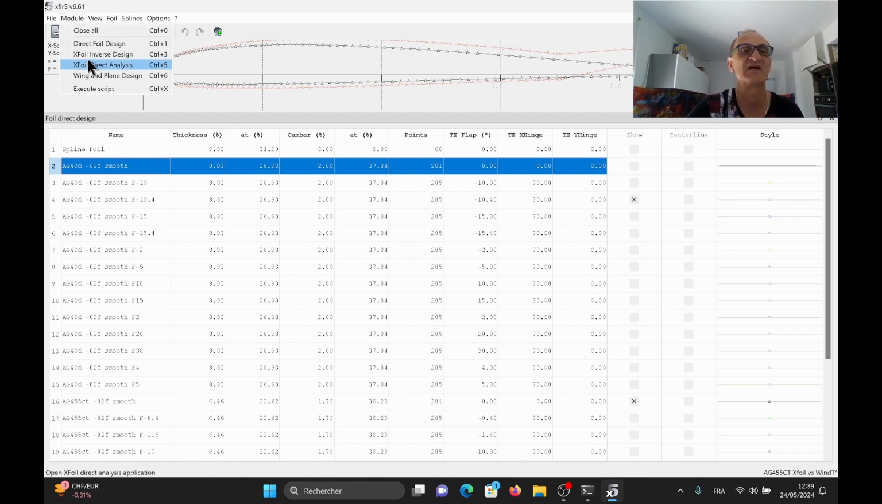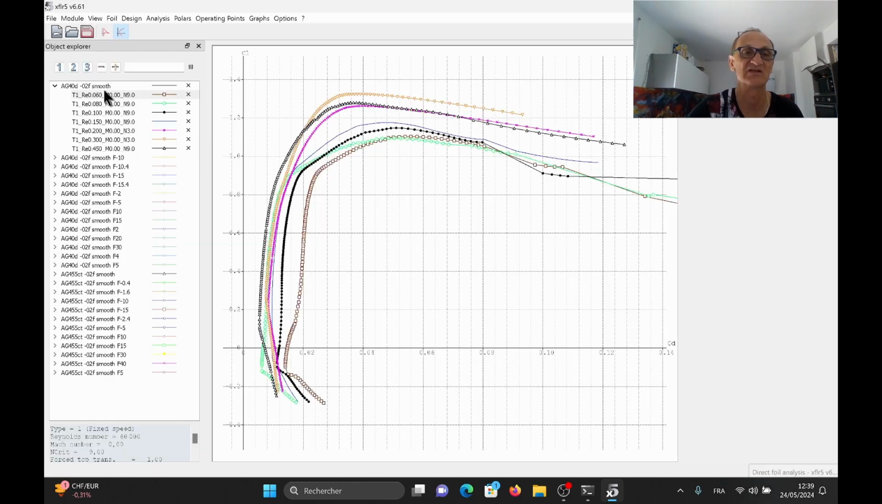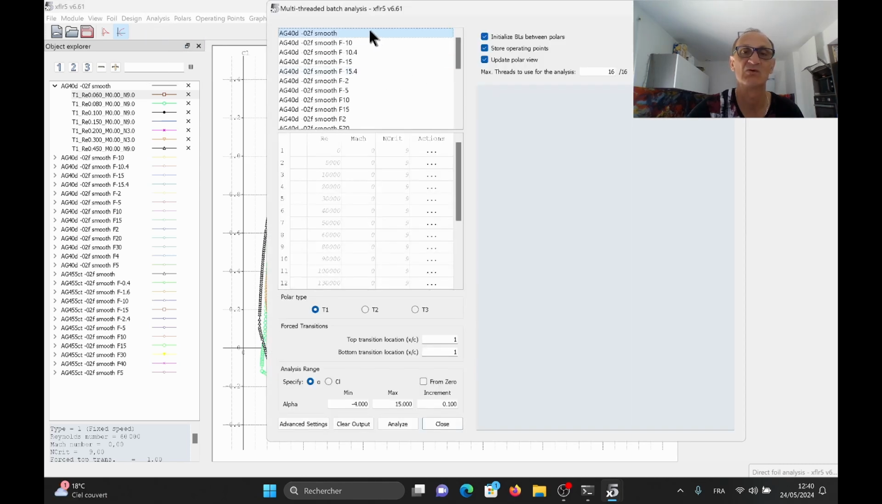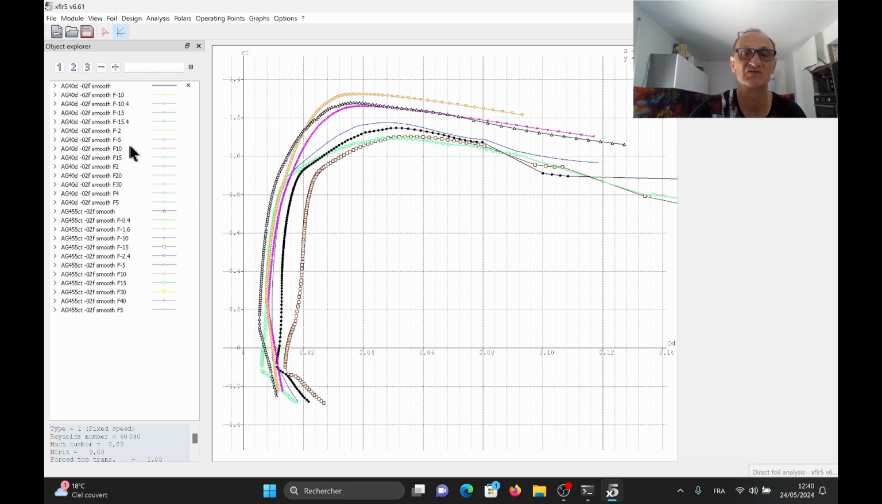And after that I asked Xfoil to calculate each polar. Of course, I used the batch analysis, where you can specify multiple profiles and set up the Reynolds numbers you want. Here we have 15,000, 45,000, and for a specific range, from minus 4 degrees to 15. I kept the standard, set a turbulence level of 9, and asked it to draw the polars I was interested in.